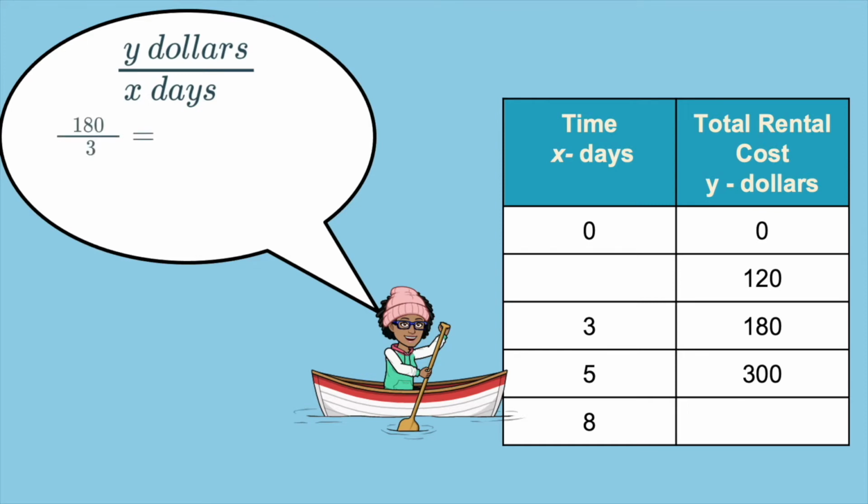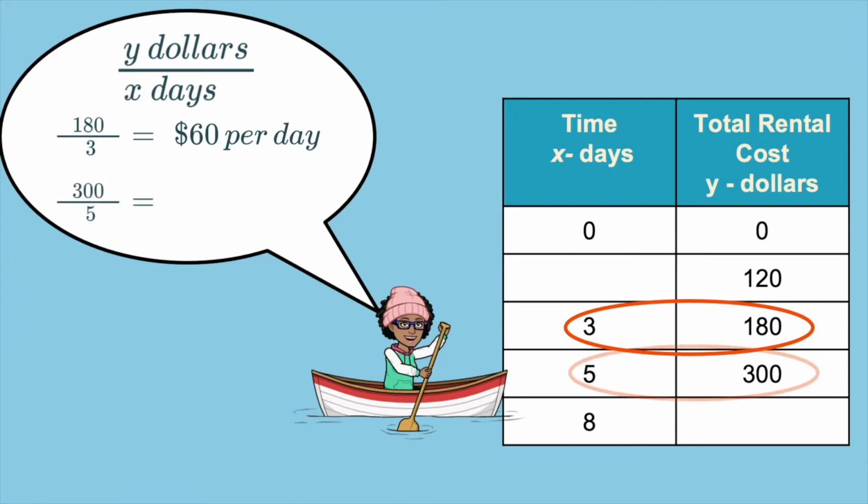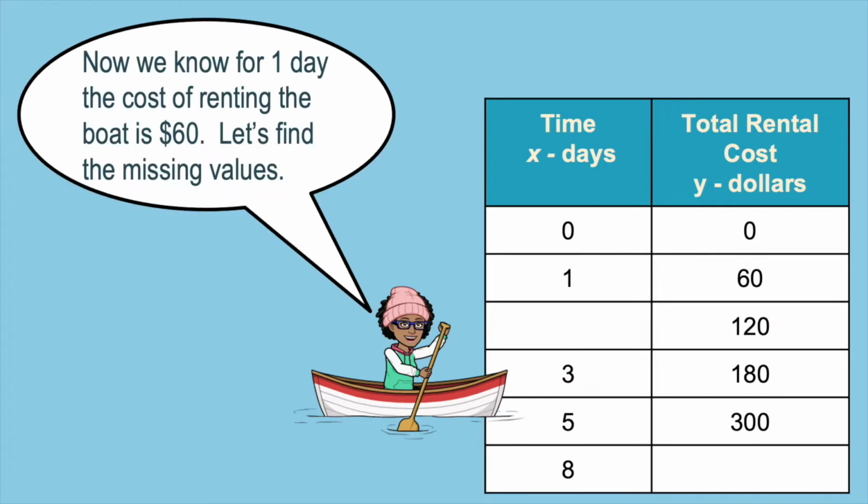Looking at the ratio, I'm going to divide $180 by 3 days, and my unit rate is $60 per day. The next ratio, I'm going to divide $300 by 5 days. My unit rate is still $60 per day. Now we know for 1 day, the cost of renting the boat is $60. Let's find the missing values in the table.